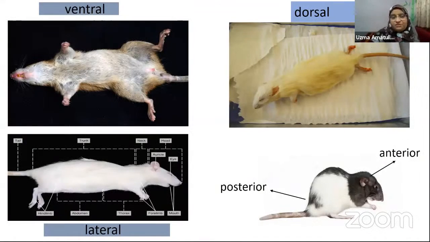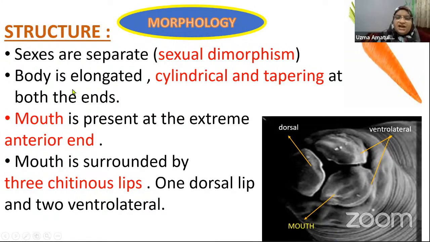Now these are the positions of the body: ventral position, dorsal position, lateral position. Now here anterior means upper end, posterior means lower end, mid means middle. Now here the structure of this organism, it shows sexual dimorphism, means the male and the female are different in form, in shape, in size. And this worm is cylindrical and tapering at both the ends. Tapering means slowly the diameter is decreasing from both the ends, from the anterior end, from the posterior end also.